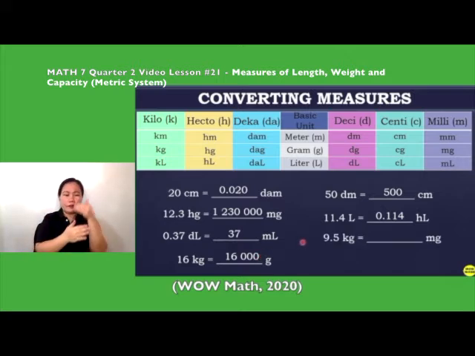Okay, next. So, 9.5 kilograms to milligrams. Ito si kilograms. At ito si milligrams. Ayun, dulo-dulo. So, bilang tayo. From kilograms to milligrams. 1, 2, 3, 4, 5, 6. So, 6.